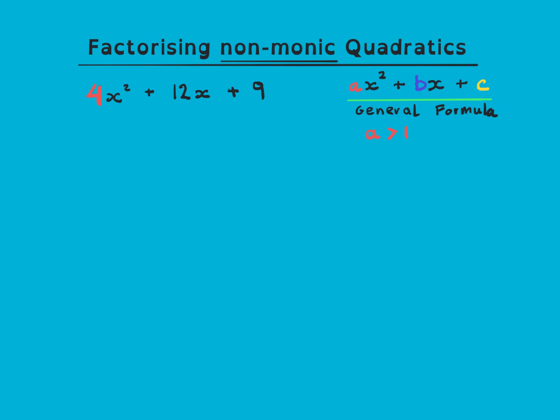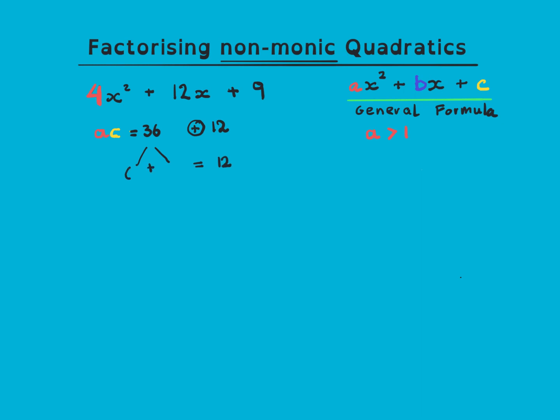Now there are many ways to do this kind of factorization, but one of my favorite ones is to multiply the a with the c. In our case, that's going to be 4 times 9, because the c is the constant 9 over here. And 4 times 9 is 36. Now I want to find two factors of 36 which when added together will give me a 12. And the 12 comes from this coefficient over here.